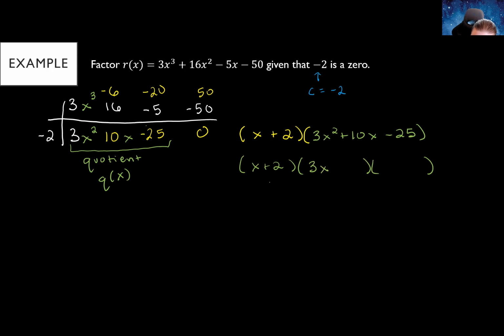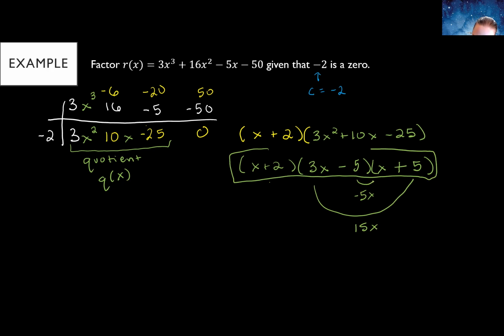So I've got a 3x times x. And the only way to get to 25 is 5 times 5. So we don't have a lot of choices here. And it's a -25. So one of these 5s needs to be negative, but we need to get it to add to 10. So if I make the first 5 negative, my inside is going to give me a -5x. The outside is going to give me a 15x, and that's how I get that 10x. So this is my factored form of this polynomial.